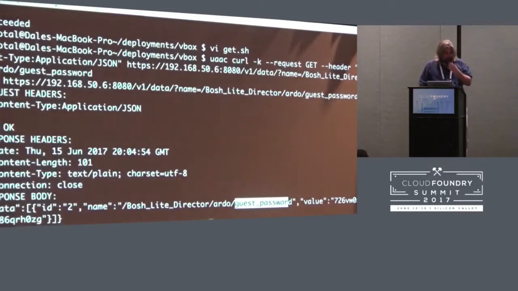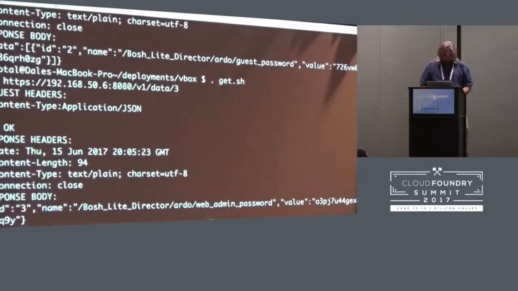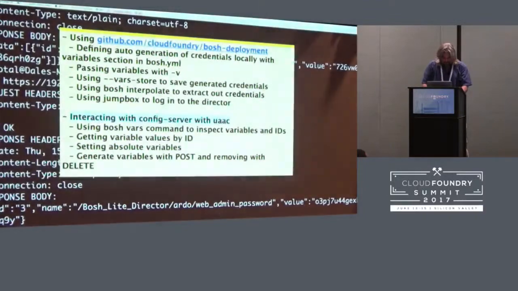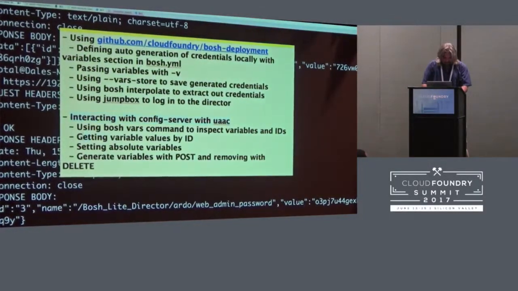It's possible for there to be multiple versions. It keeps all the history of all the different versions, and this is the current value. If I use the other syntax, you can get it by ID. You remember the variables command showed all the IDs. So ID 3 was for web admin password, and there's its value. So we got variables by IDs. We use the vars command to inspect the variables.